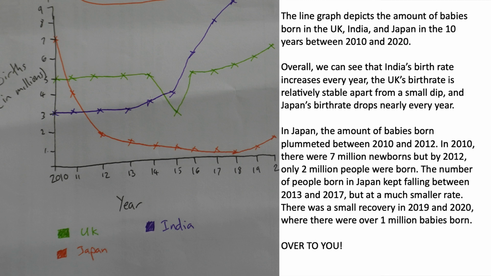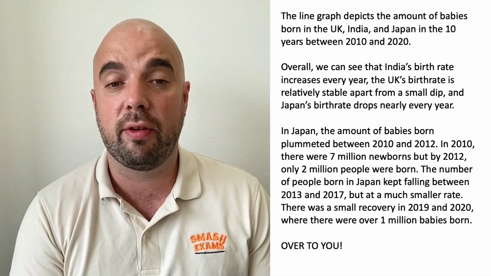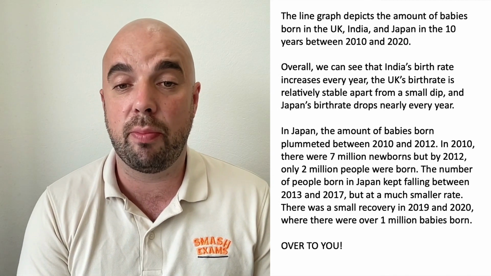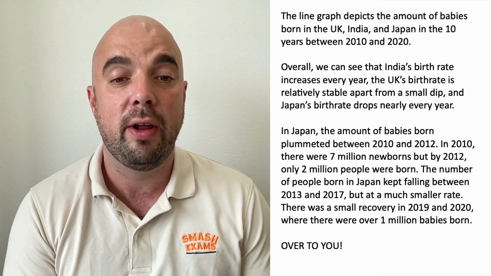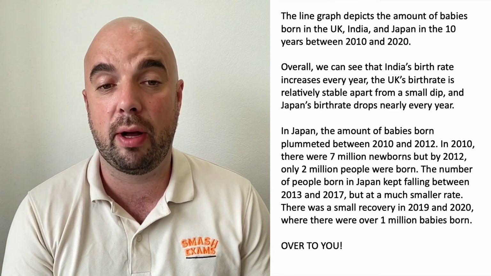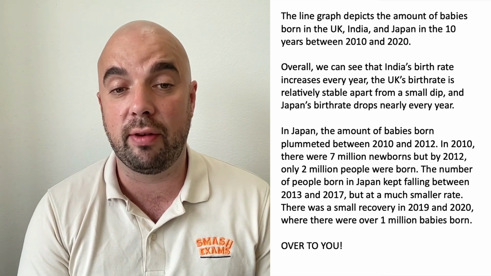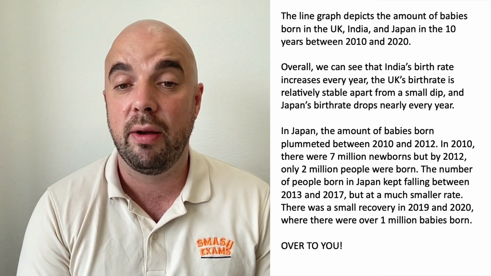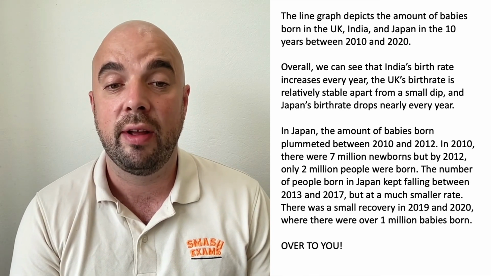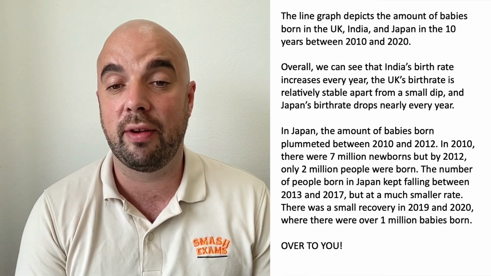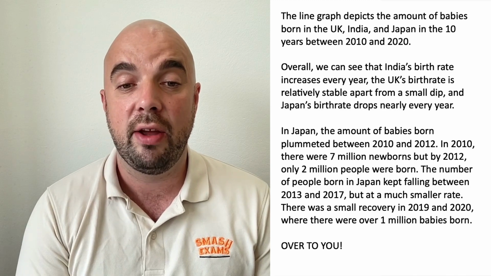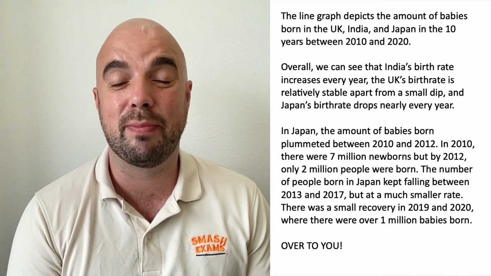In Japan, the amount of babies born plummeted between 2010 and 2012. In 2010, there were 7 million newborns, but by 2012, only 2 million people were born. The number of people born in Japan kept falling between 2013 and 2017, but at a much slower rate. There was a small recovery in 2019 and 2020, where there was over 1 million babies born.